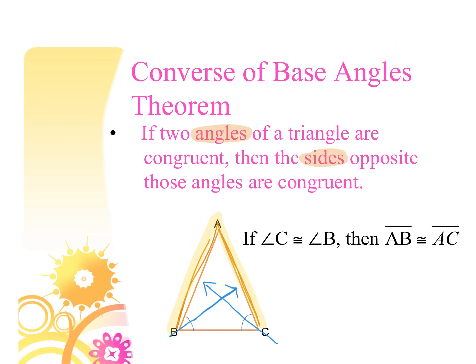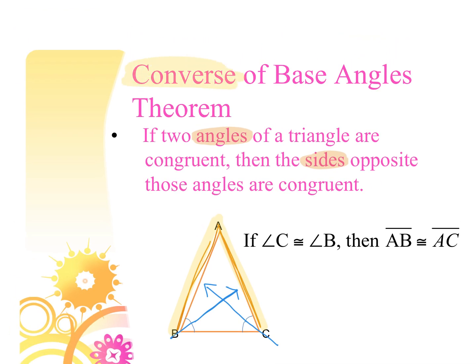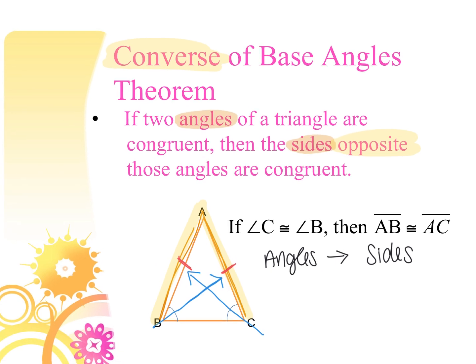So for the converse, that's the key. We're covering the converse. I'm just switching it around. Now I'm going from angles to sides. Do we see the difference? One is going from sides to angles, but now I'm going from angles to sides. And let me draw my congruency marks. Please make sure you know how to draw your congruency marks for your sides and for your angles.